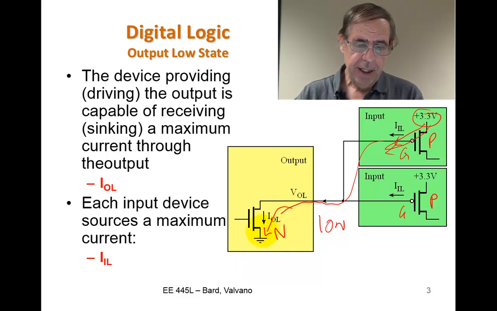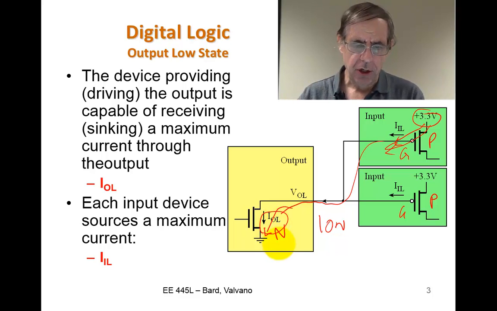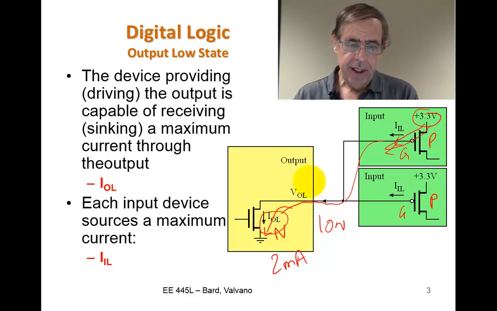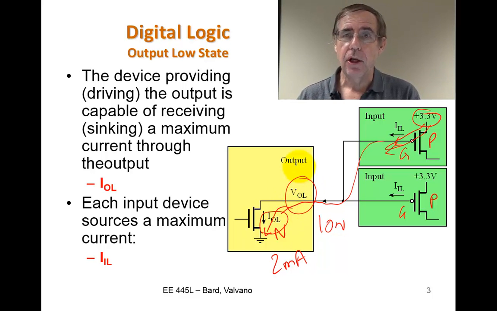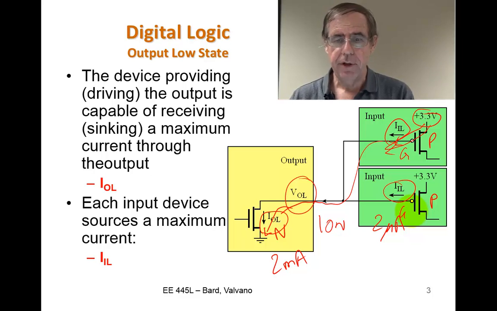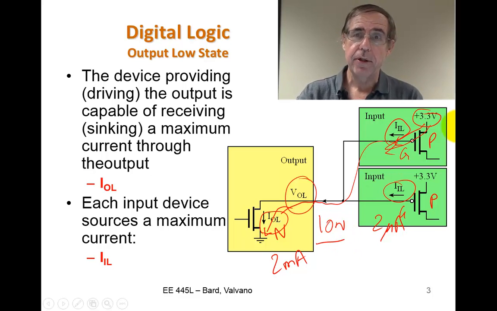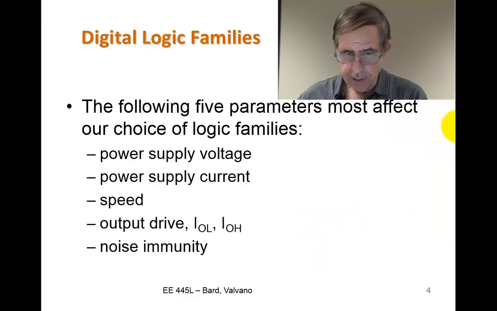Okay? And again, the current when the output is low, this maximum current is called IOL, and it's about 2 milliamps for our device. And the developed voltage when the output is low is called VOL. The IIL, because it's CMOS logic, is going to be the same 2 microamps for each device. So in summary, when the output is low, current flows actually from the input down to the output.